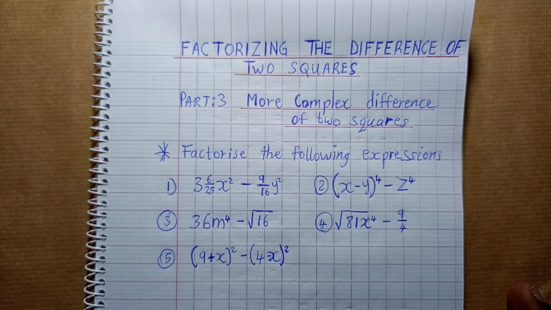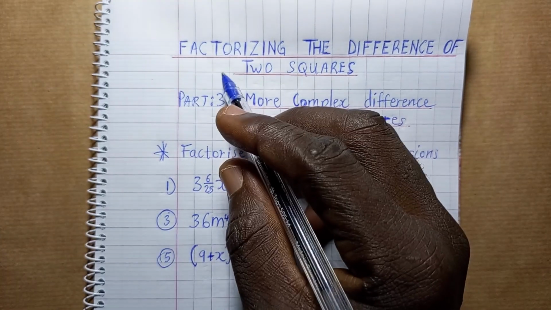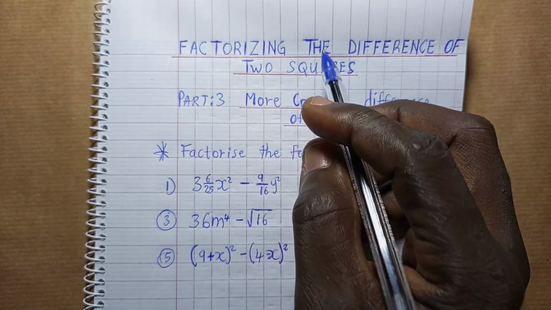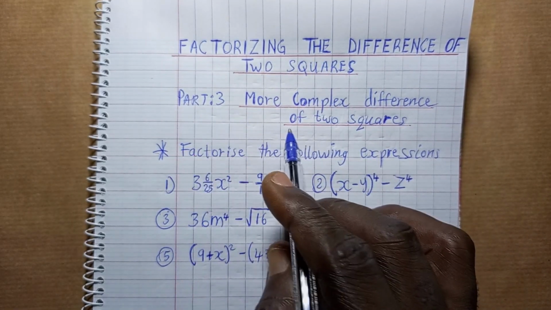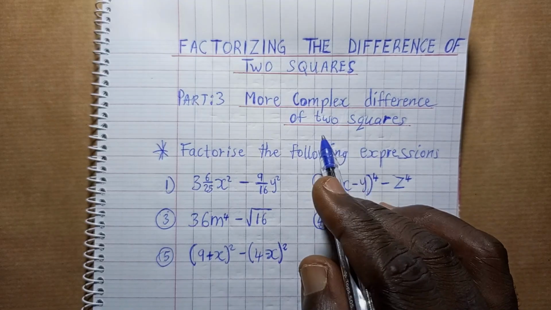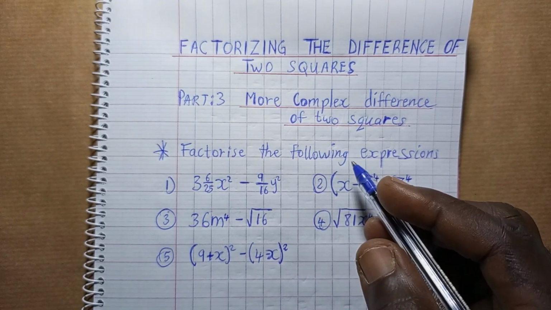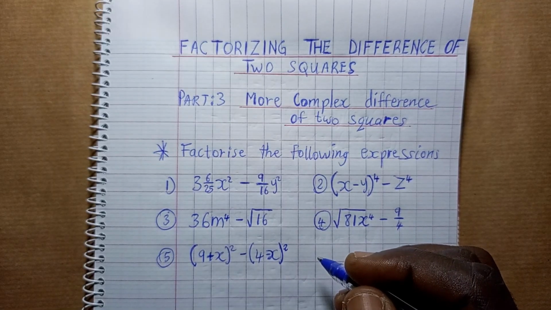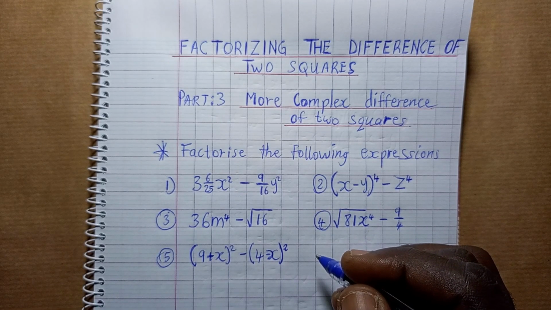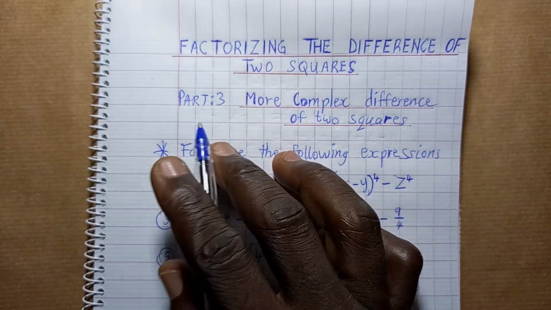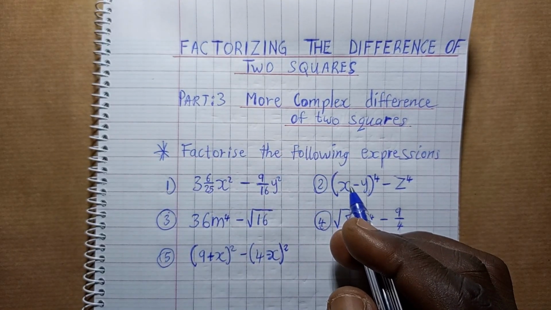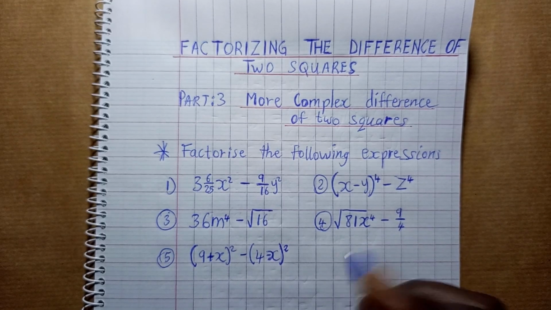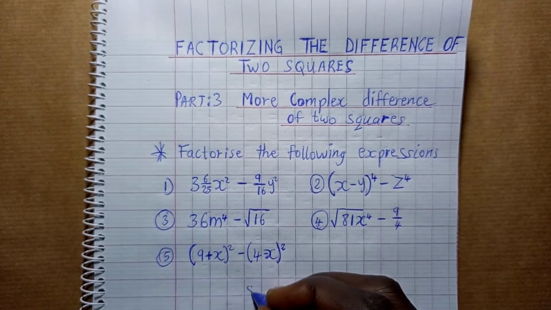So in this particular video, we'll be dealing with factorizing the difference of two squares. This is part 3, which is more complex difference of two squares. At the end of the video, if you found out that you didn't actually understand it very well, you can go and search for part 1 or 2 so that you can follow up step by step. And without wasting much of our time, let's dive in.